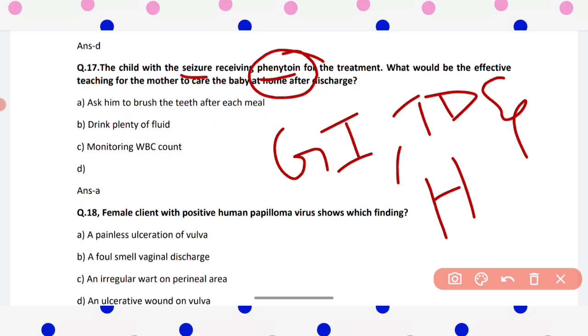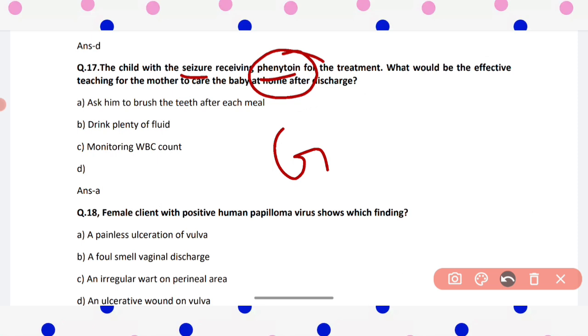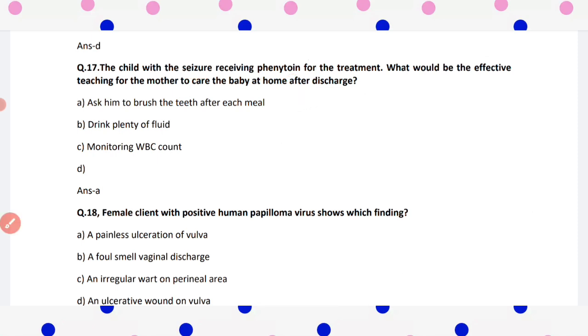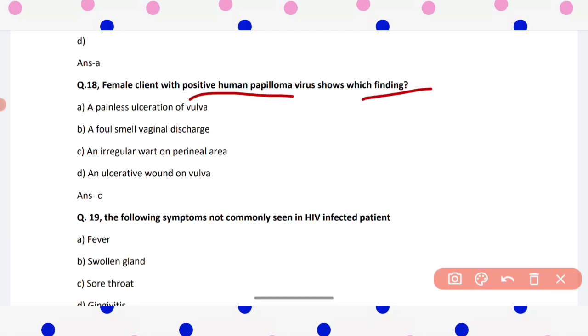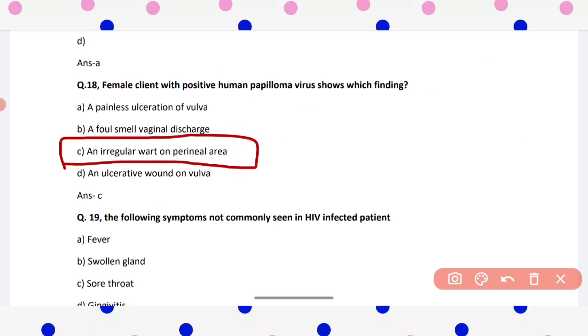Fine. And the next question is, female client with positive human papilloma virus shows which finding? Here the keyword is human papilloma virus, and which manifestations will be there? Painless ulceration of vulva, foul smelling vaginal discharge, an irregular wart on perineal area, and ulcerative wound on vulva. It's a direct question, and here the right answer is option C, that is irregular wart on perineal area.